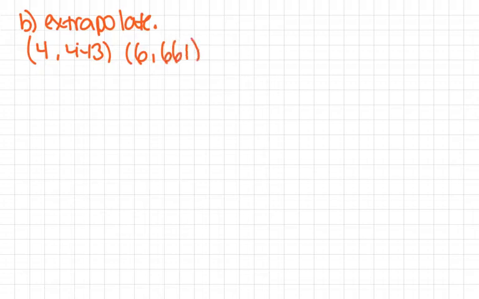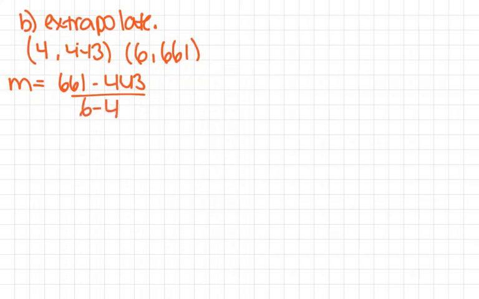So we're going to create an equation, and then we're going to check how many seats are built after 9 days and after the middle of day 5. So 2 points that I took from my graph, which might be a little different from yours, and that's okay: (4, 443) and (6, 661). So I'm going to find my slope using y2 minus y1, so 661 minus 443, divided by x2 minus x1. And that leaves me with 218 over 2, which is 109.